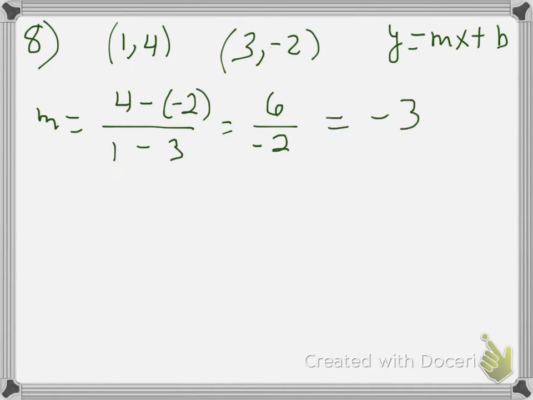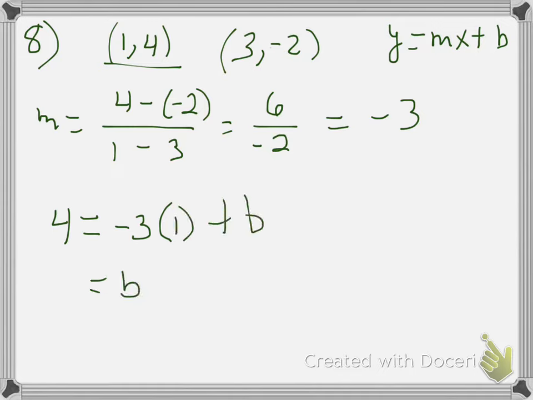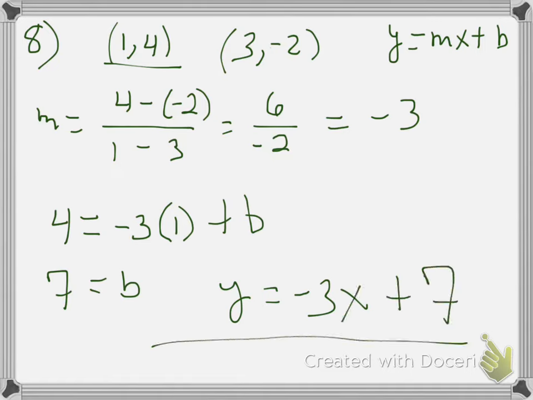So now we pick out our favorite point. I'm going to use that one. 4 equals -3 times 1 plus b. So that tells me that b equals 7. Right. So y equals -3x plus 7. Okay.